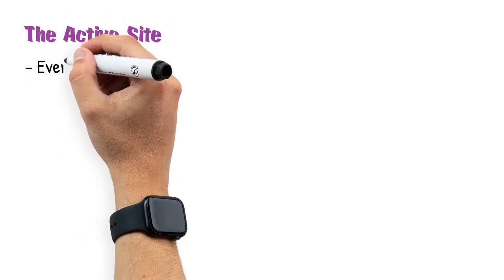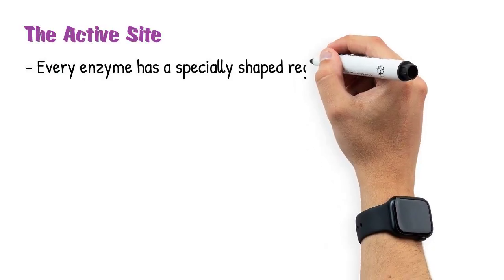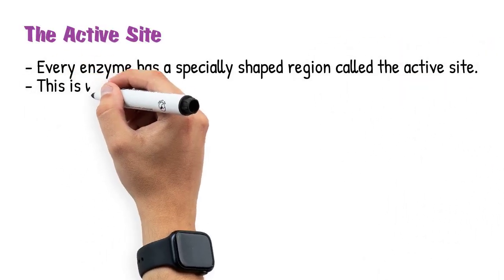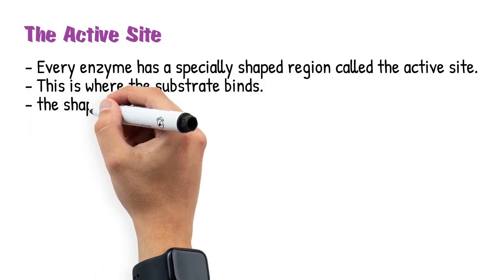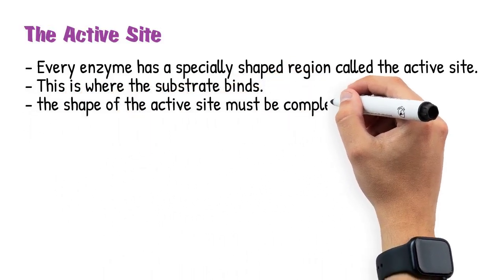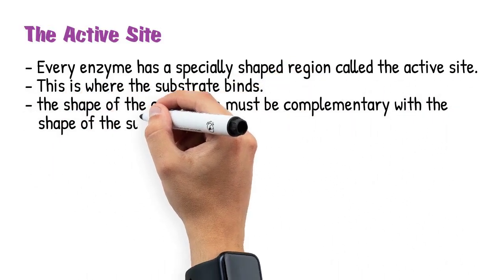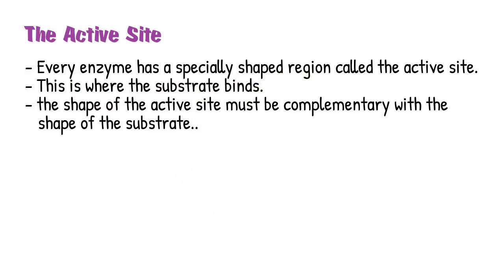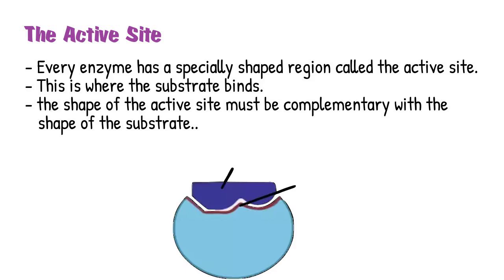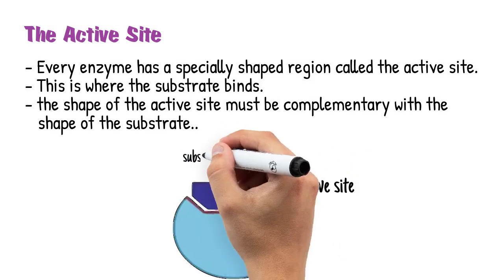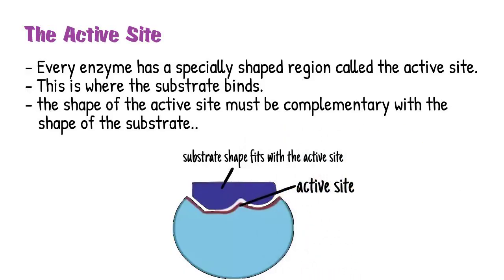The active site. It's the most important part of the enzyme. Every enzyme has a specially shaped region called the active site. This is where the substrate binds. Just like in the diagram, the shape of the active site must be complementary with the shape of the substrate. Therefore, all enzymes can only catalyze specific substrates.